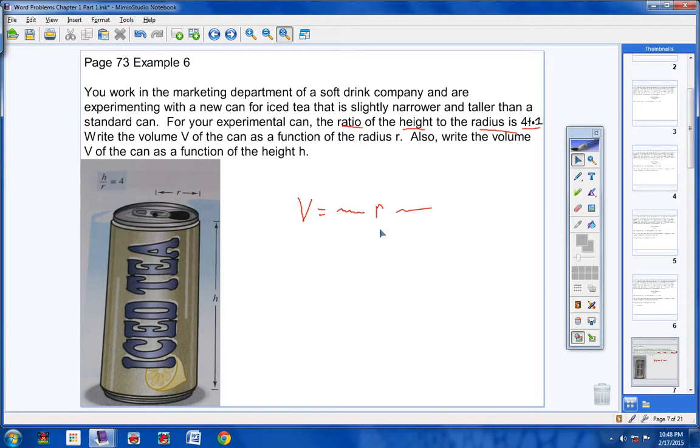Okay? So here's what you want to do. The first thing you do, you know you're dealing with volume, correct? Because it says volume. So the first thing I'm going to do is write down the volume of a cylinder, because this is a cylinder, is it not? So let's write the volume of a cylinder. Remember how to do that.